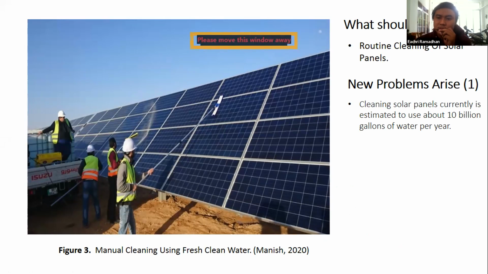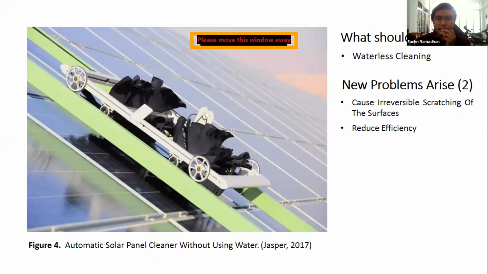What should we do? So we have to regularly clean. Regular cleaning is essential for such installations. But cleaning solar panels currently is estimated to use about 10 billion gallons of water per year, enough to supply drinking water for up to 2 million people. So next, what should we do?